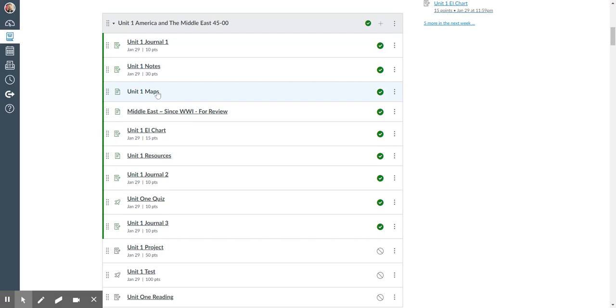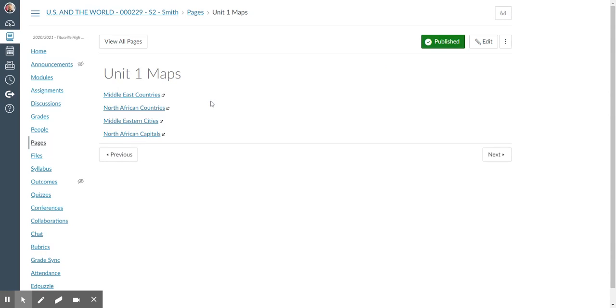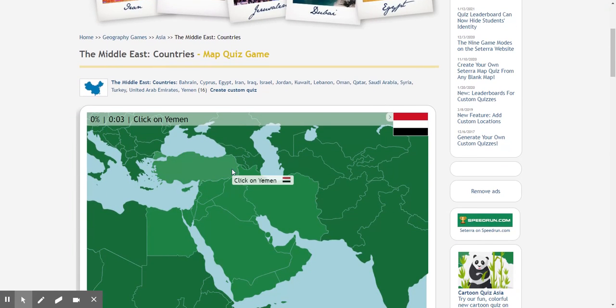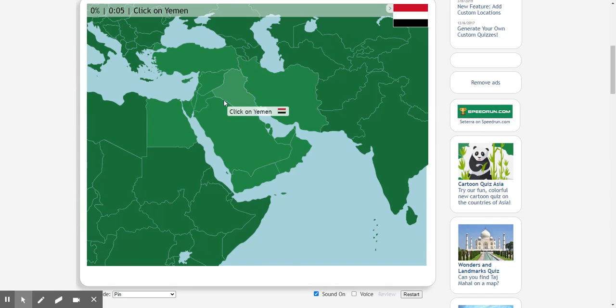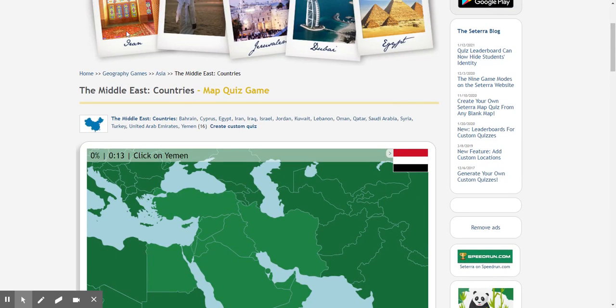And then the next activity would be maps. I want you to just try to go through the countries. You can see there's a link here for the Middle Eastern countries. And if you click on that, you'll see a little map quiz comes up, and just try to go through all the countries and get as many right as you can, as long as you expose yourself to the names of the countries that are in the Middle East.